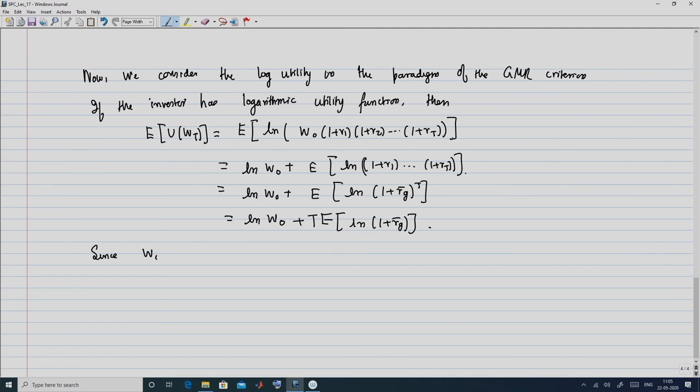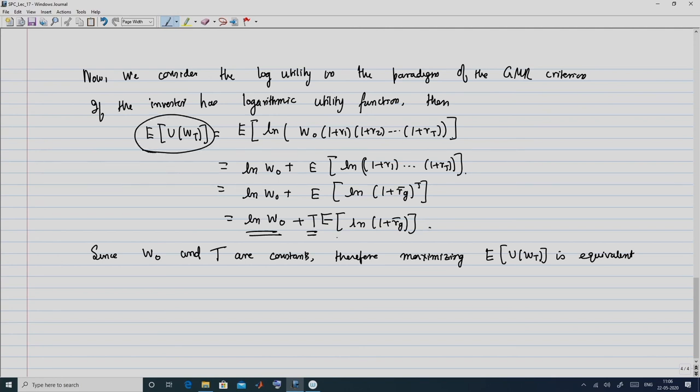Now, since W naught and T are constants, maximizing the expected utility of the final wealth level is equivalent to maximizing the expected value of this. So, this is a constant and T is constant. So, accordingly, maximization of expected utility of the final wealth amounts to maximizing the expected value of natural log of 1 plus RG bar.